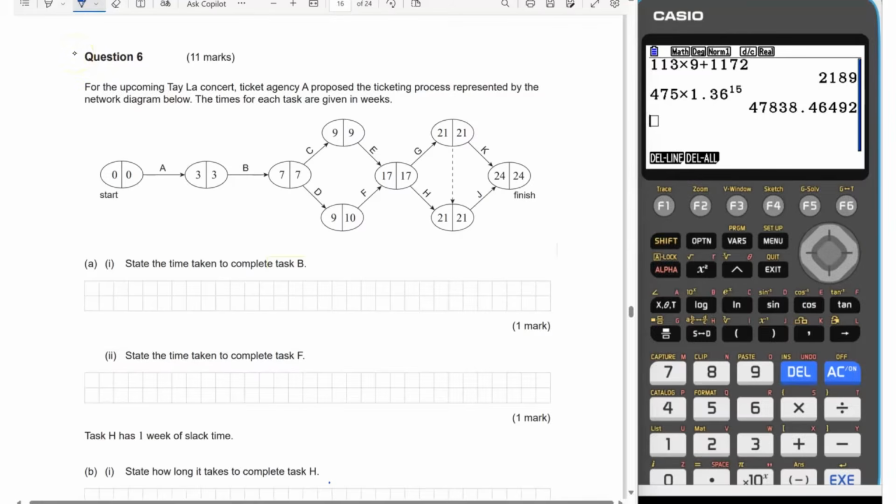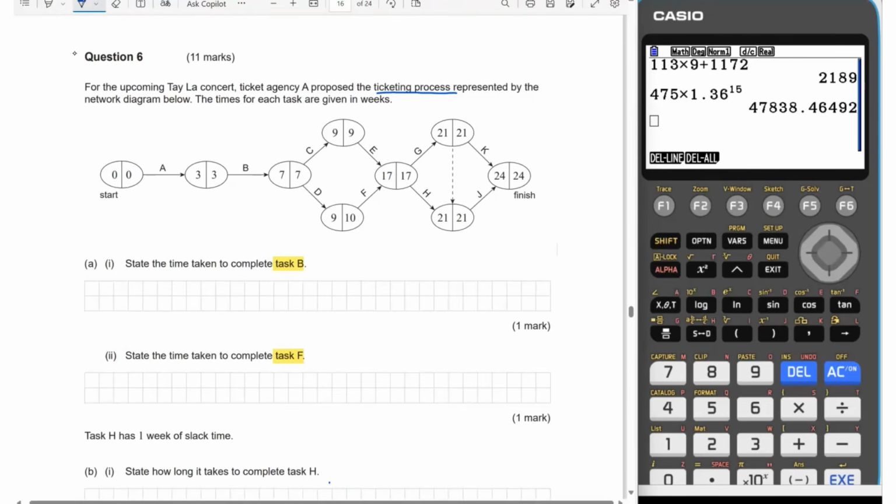Okay, so question 6 is a critical path analysis question, and it's all about different tasks that need to be completed for a proposed ticketing process for a concert that's coming up. The time taken to complete the task is not on the network, and as we work through these questions, we're going to be filling in some of these examples in Part A.